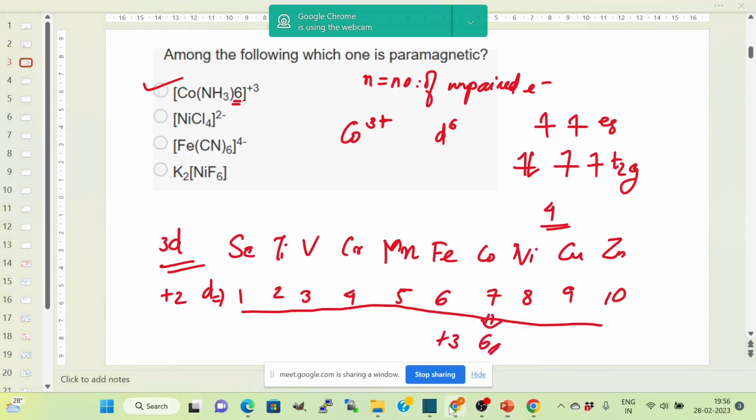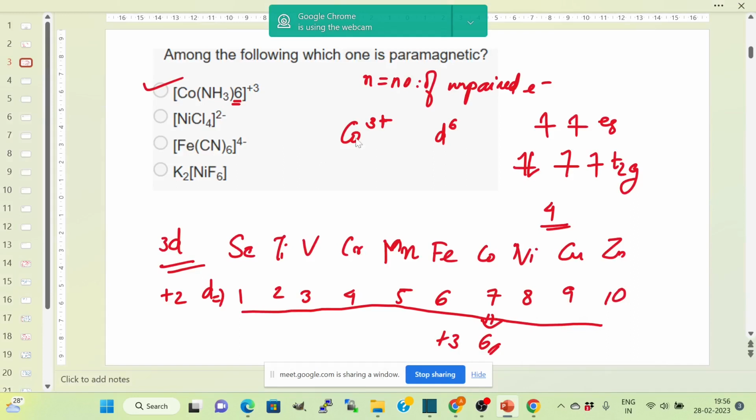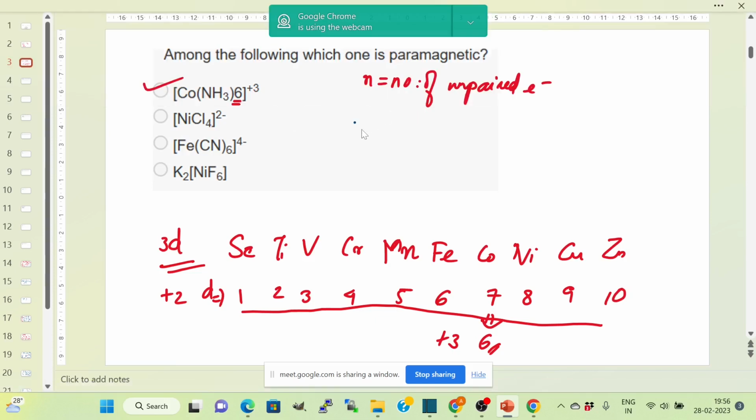Okay, let me check the chat box if anyone has answered. Now let's see if it is paramagnetic or not. Here nickel is in plus 2 state. As I said, nickel in plus 2 state has d8 electrons, and this is a tetrahedral. So we have E and T2 states, and Cl is a weak field ligand, so singly fill 4, 5, 6, 7, 8. So this is also paramagnetic.